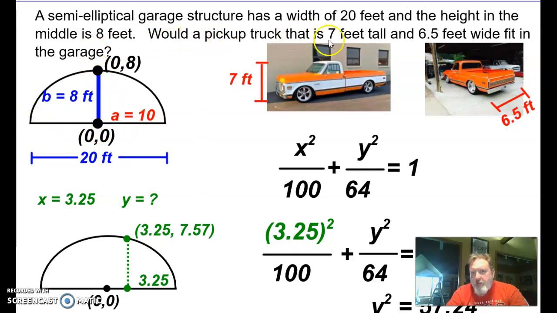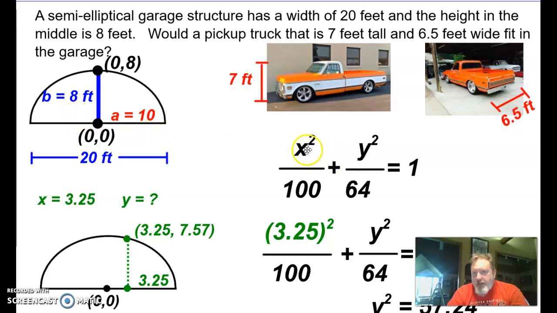And so we want to know if a pickup truck that's 7 feet tall and 6.5 feet wide would fit in the middle of this garage. Clearly I can't drive it right up to the edge here because I would hit the side. So we're going to have to park this truck in the middle if it'll fit. If it's 20 feet across, then we know that half of that is 10. We already know that b is 8 because it said semi, so half of an ellipse, so we know b is 8. I purposely put the center point at 0, 0. You can make whatever numbers you want, but I just put it at 0, 0 to keep it simple.